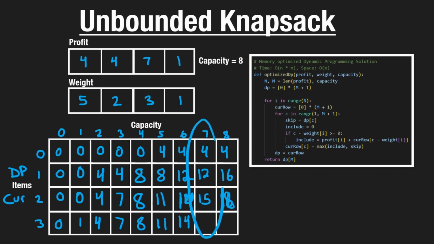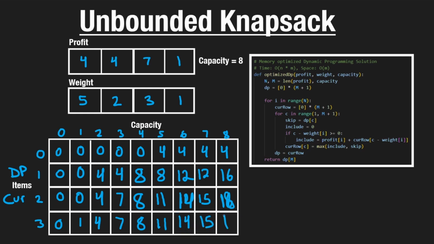I believe with this, from here, we can choose to skip the last item, which is basically take the value above, or we can take the profit of this item, which is 1, plus the value to the left. Here we only go to the left by 1 because the weight of this item was 1. So what's higher, 15 or 14 plus 1? Well, they both equal 15. So 15 is going to go here.